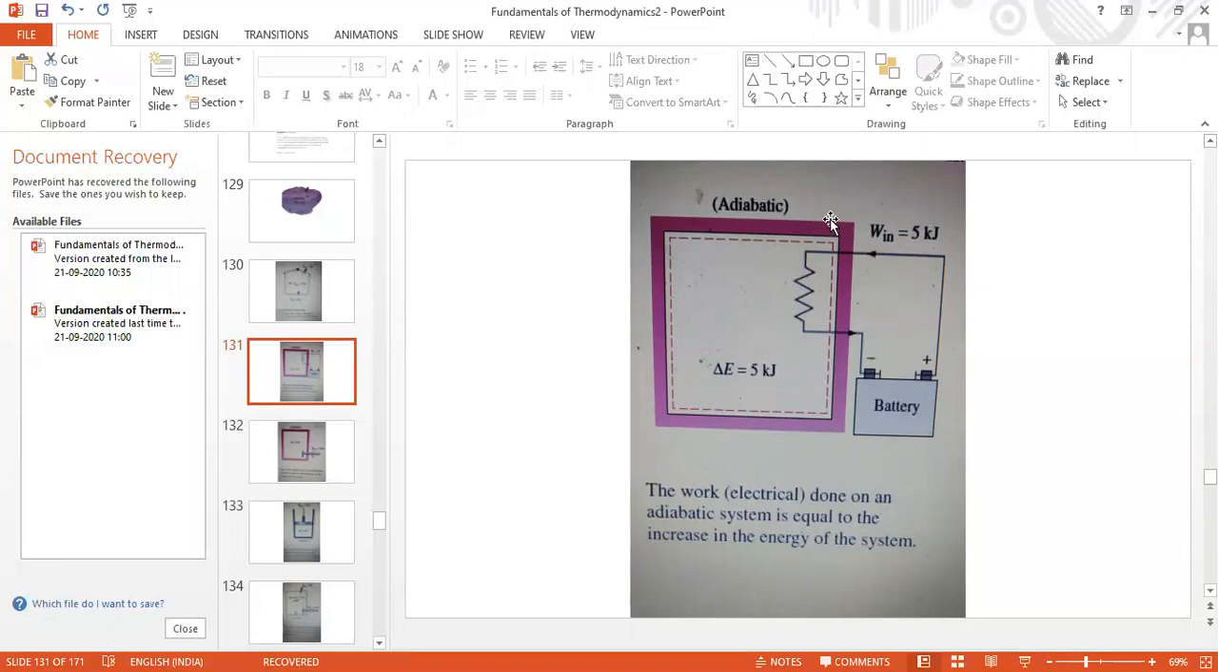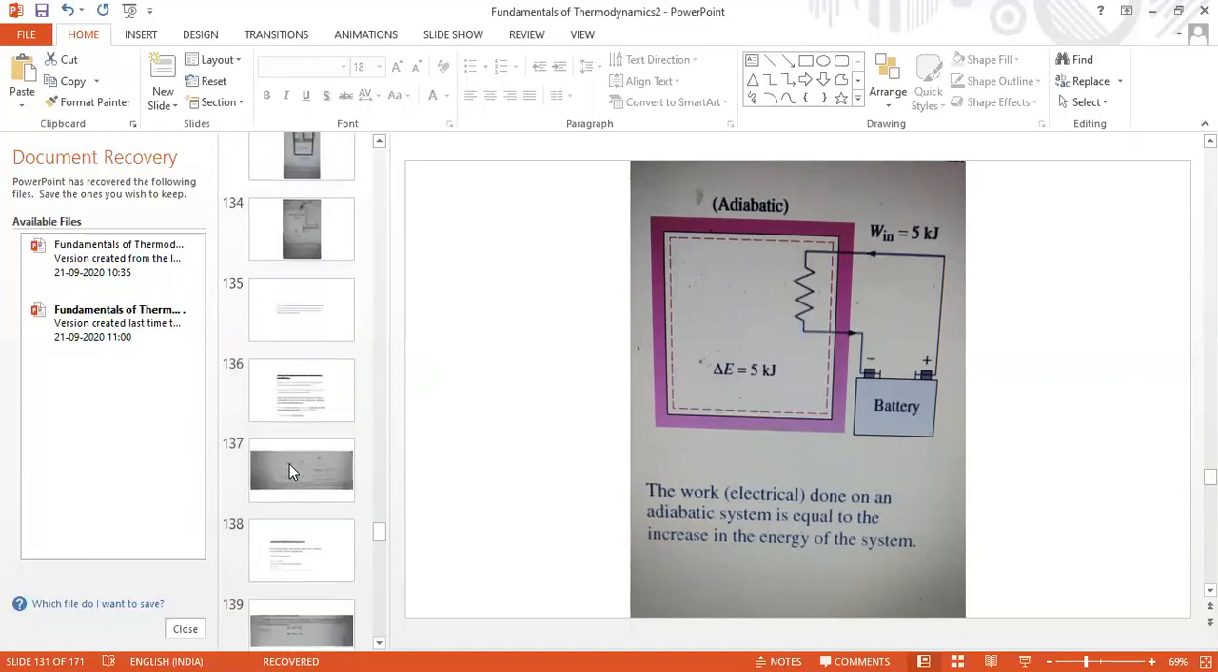Because adiabatic, if you substitute in the equation Q equal to delta U plus delta E plus W, then you have to substitute 0 equal to delta E minus 5 kilojoules, or delta E equal to 5 kilojoules. That means whatever work is given as input, that is converted into increase in internal energy.